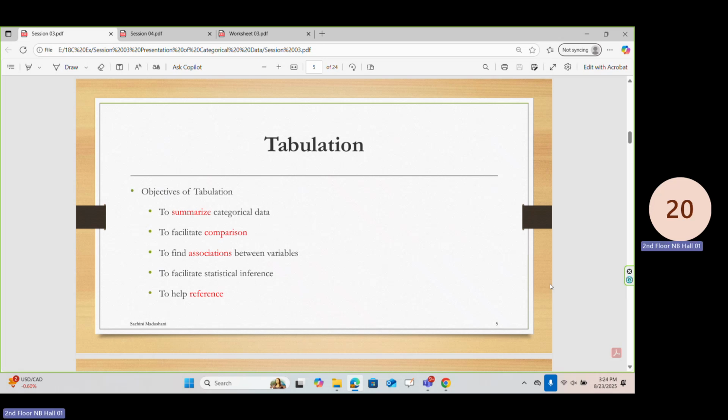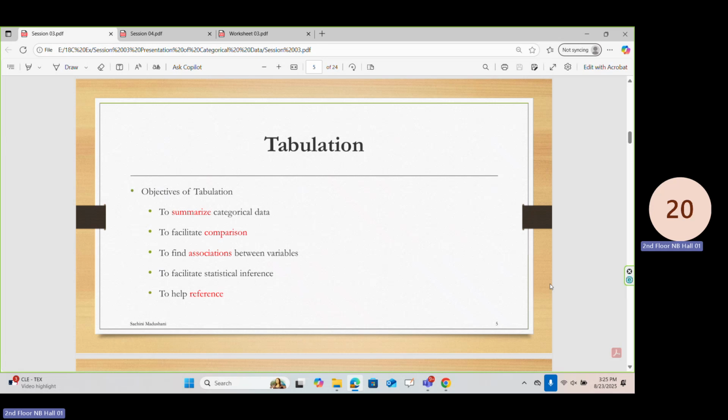Why do we use the tabulation method? What are the objectives of the tabulation? Using the table format, the main thing is we can summarize our data set. Even with a lot of data, we can summarize it using the table form. Clear? The other thing is we can do comparison between the different types of variables.